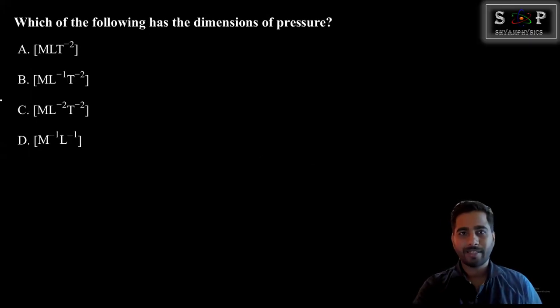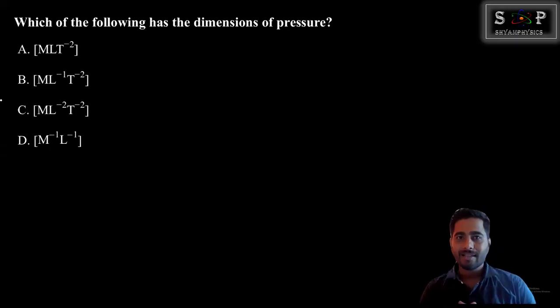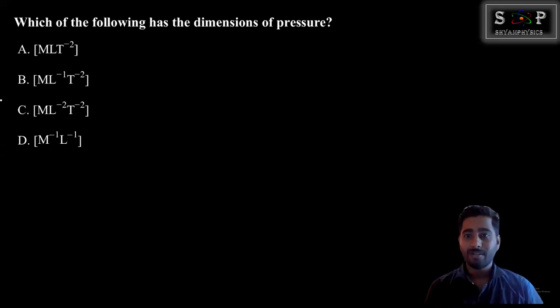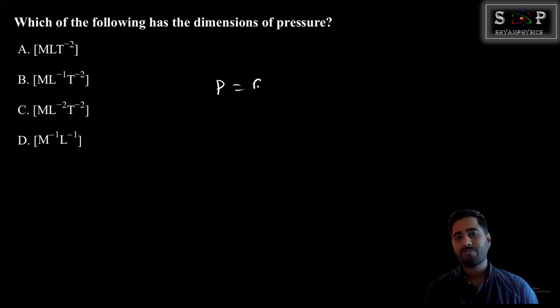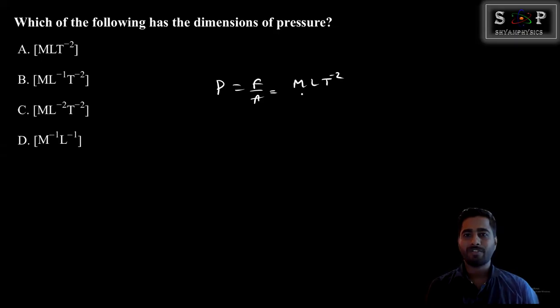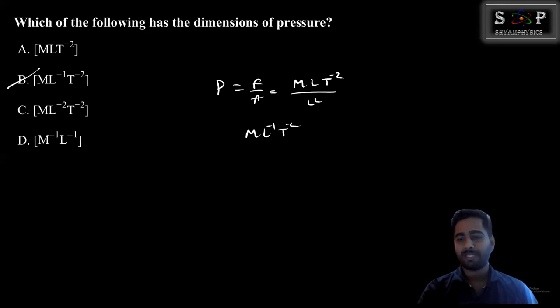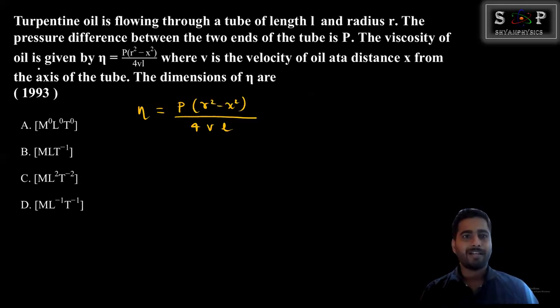Next, which of the following has a dimension of pressure? Pressure is equal to force by area, nothing but M L T^-2 divided by L^2. So M L^-1 T^-2. Option B. Next, the turpentine oil flowing through a tube of length L and radius R. The pressure difference between two ends of the tube is P. The viscosity of oil is given by something.